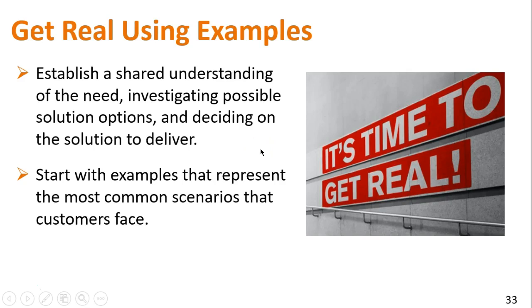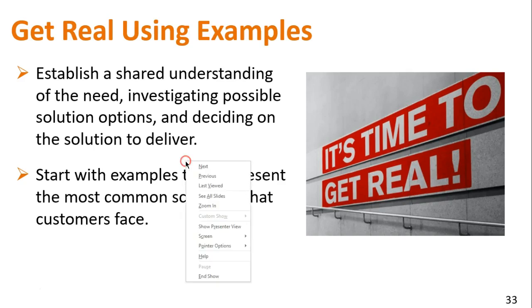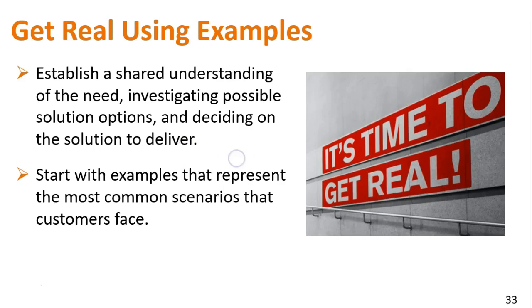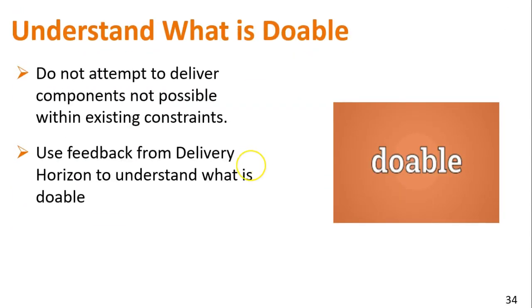Just saying, we really need to understand exactly what's going on here, exactly how this is going to be dealt with, how it's going to be used. Those are the examples that we need, and we use those examples to make decisions. That's the information that we need to make decisions on what to do and when to do it. Just understanding what is doable.